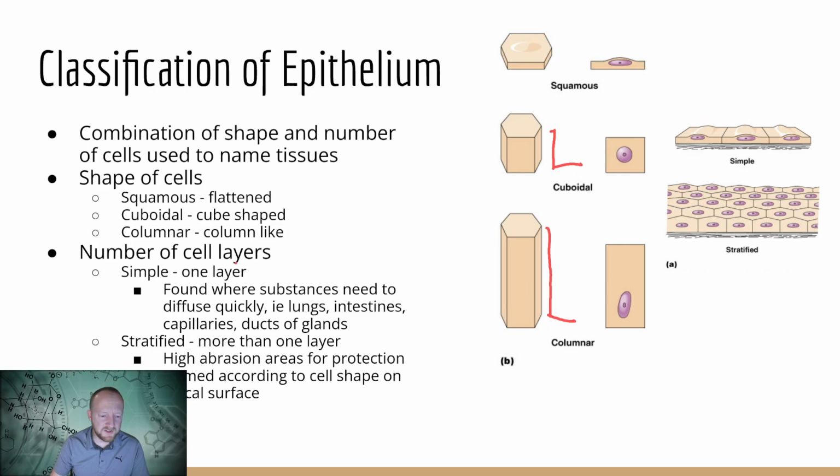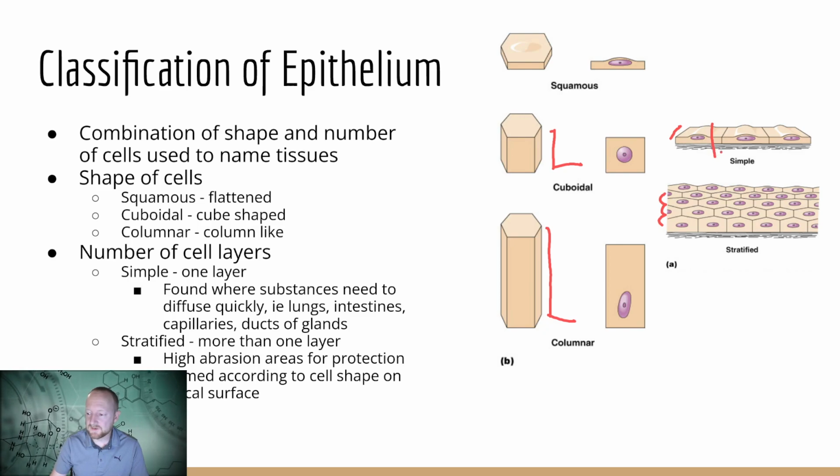The number of cell layers. So here we have simple squamous cells. It's only one layer thick. Stratified, we're going to have multiple layers, more than one layer. Obviously, different uses. If we have simple epithelium, it's easier for things to cross that membrane and travel down.